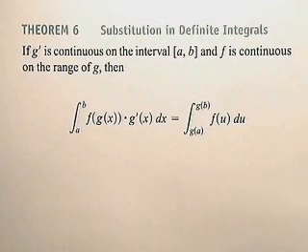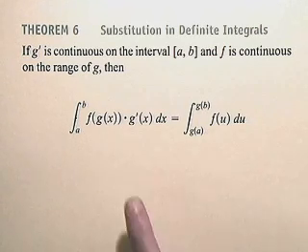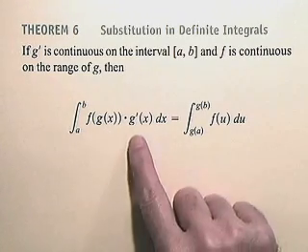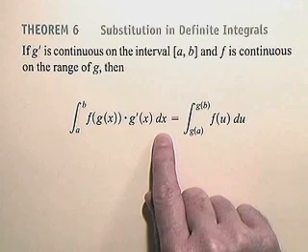Substitution in definite integrals. If g prime is continuous on the interval [a, b] and f is continuous on the range of g, then the definite integral of f of g of x multiplied by g prime of x dx equals the definite integral from g of a to g of b of f of u du. So in effect, we're replacing the g of x in this expression by u, and then the g prime of x dx becomes the du.